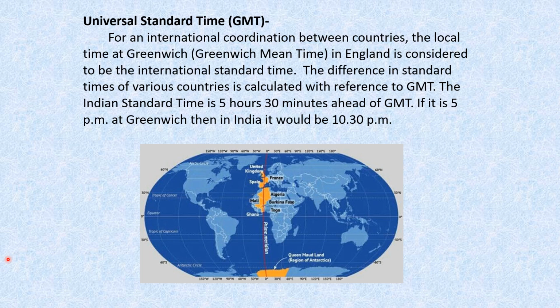The difference in standard times of various countries is calculated with reference to GMT. The Indian Standard Time is 5 hours 30 minutes ahead of GMT. You know that in the previous map we have already seen that when we go to the eastern side of the prime meridian, the timing is ahead. Our country is on the eastern side of the prime meridian. So the timing of India is 5 hours 30 minutes ahead of GMT. Okay, so remember this. So if it is 5 p.m. at Greenwich, then in India it would be 10:30 p.m.